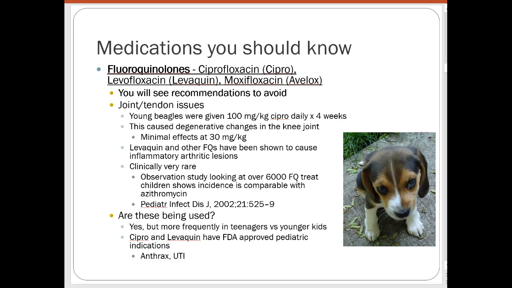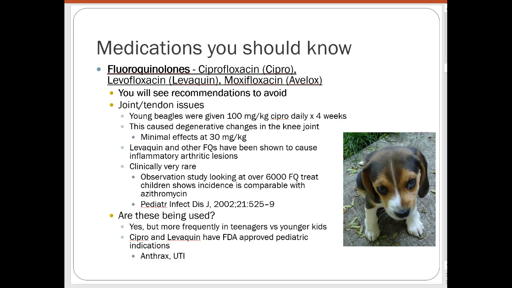Levaquin and other fluoroquinolones have been shown to cause inflammatory arthritic lesions. Clinically, this just isn't all that common. There's a study looking at 6,000 fluoroquinolone-treated children compared with azithromycin and it showed no difference in incidence. And azithromycin isn't associated with this, and we use it in kids. So the evidence is really poor to support this theory, and really we're going off an old animal study that was probably not applicable to human medicine in really any aspect.